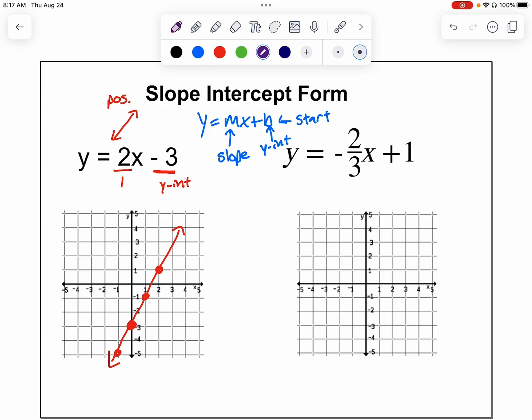The second one's a little bit different. We still have our y-intercept at 1, so I'm going to put a point there. But this time our slope is negative. So if it's negative, instead of going up and to the right, you go down and to the right. So negative slopes should look like that.